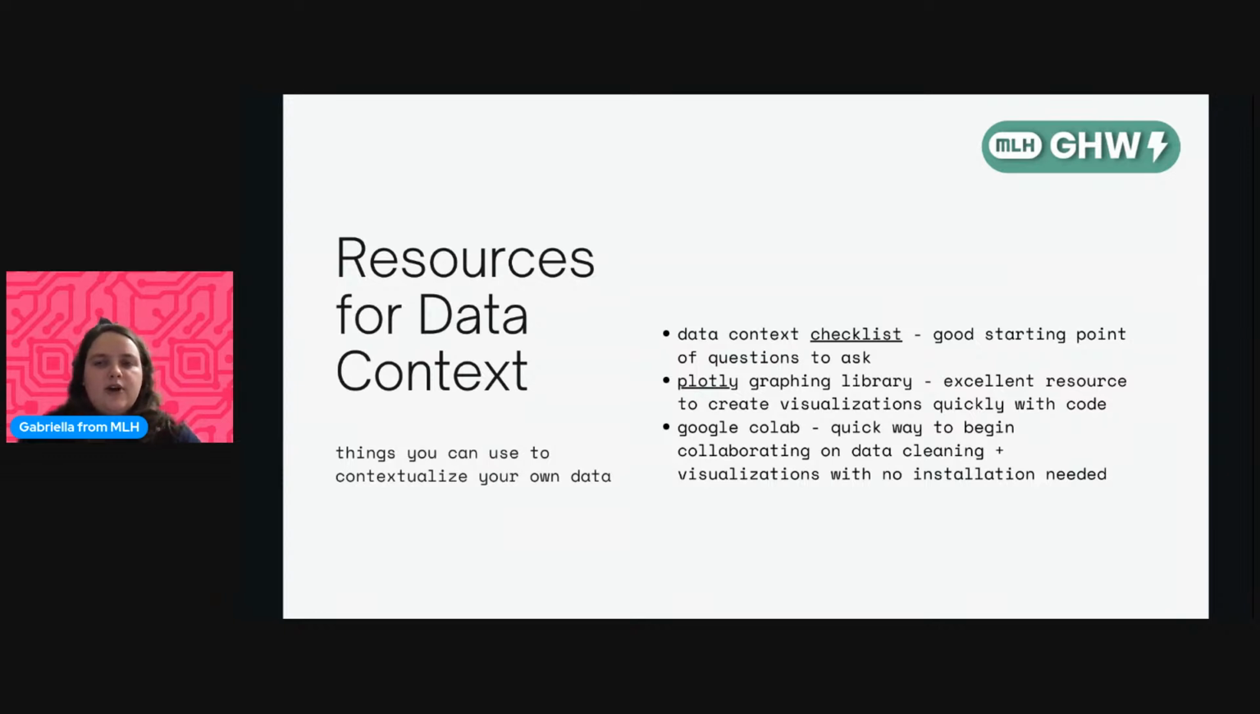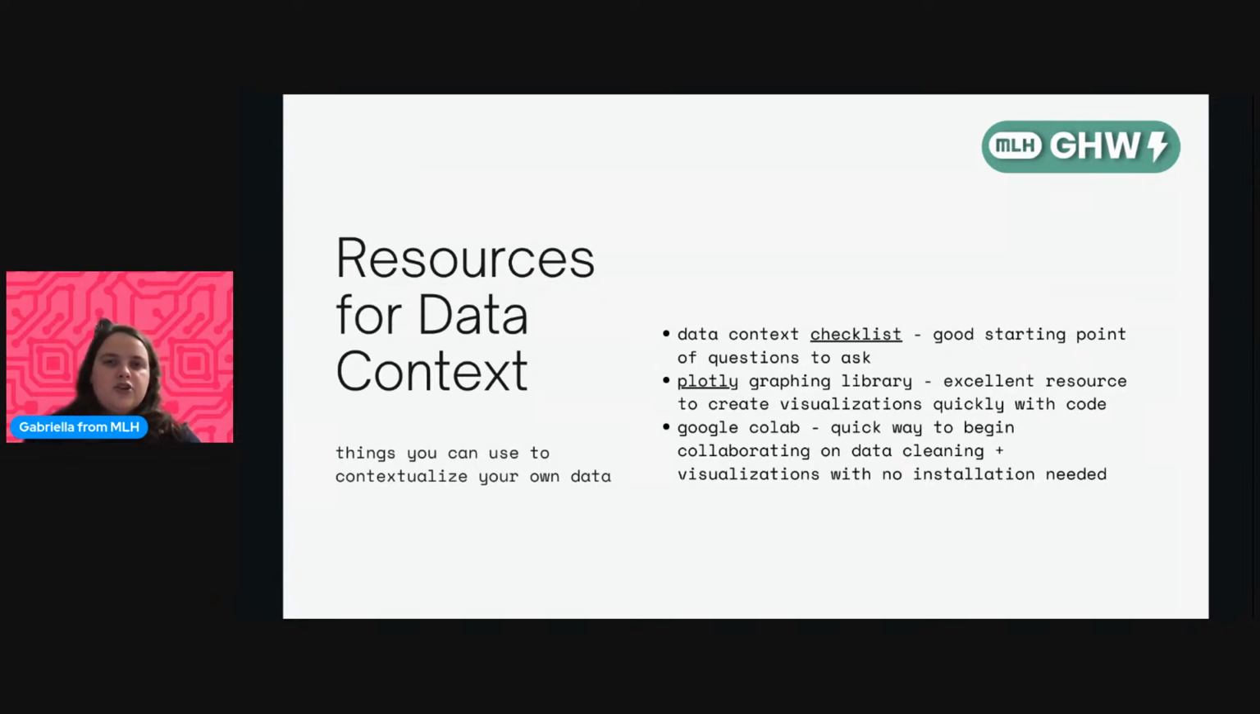That's the notebook I was in earlier with the New York City public school data. It's a quick way to collaborate on data cleaning and visualizations without any installation needed. You can use Plotly within it. That's one of my favorite things to do. You can just upload your data sheet, or if it's a public source, you can just add the link when you're coding it. It's a really cool way to collab with others and work on your data presentations together.